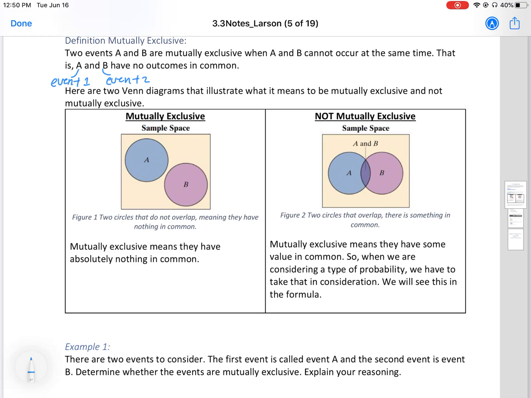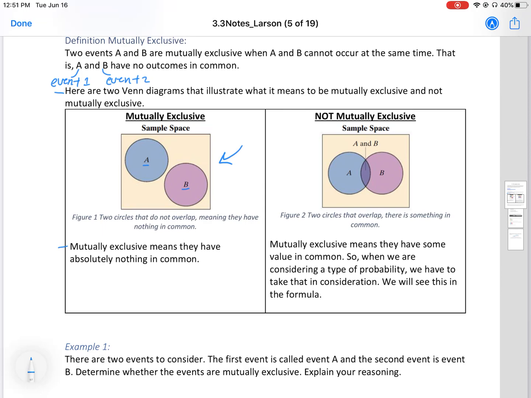So here are two Venn diagrams that illustrate what happens to mutually exclusive and not mutually exclusive. For mutually exclusive, here we have two pictures. We have this picture here, and we see we have two different cases, two different events, event A and event B. And we see that there is no overlap. Each event is separate from the other. Mutually exclusive means they have absolutely nothing in common.